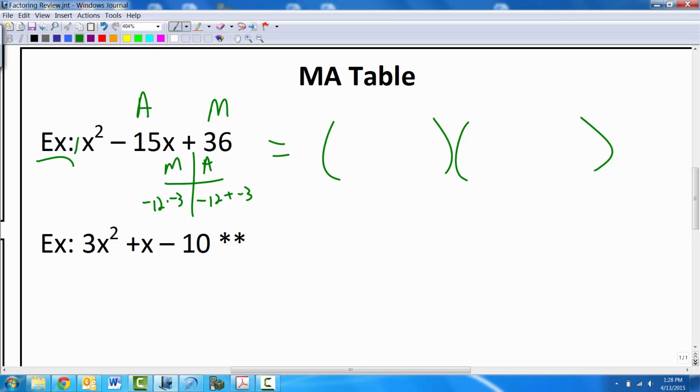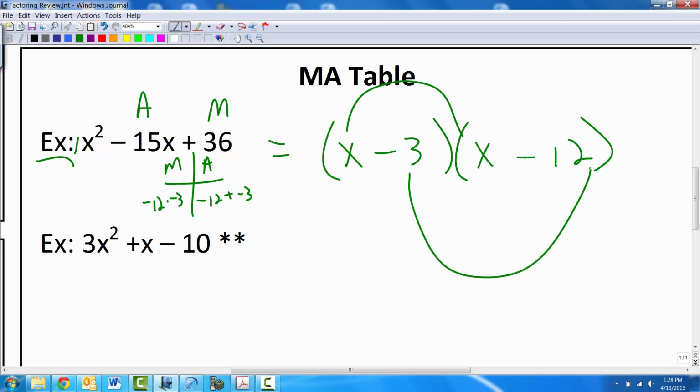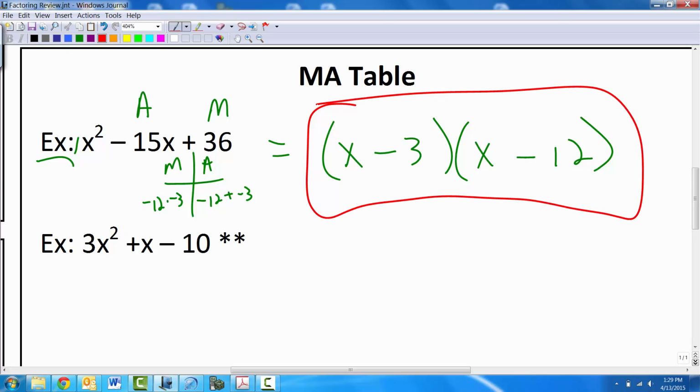What is the answer when I factor this? Come on, guys, what is it? x. I don't care which one I write first. When you find the numbers, those are the factors, and I can prove it. What's x times x, everybody? x squared. What's negative 3 times negative 12? 36. And then what's the middle term going to become? Negative 15x. Negative 12x plus negative 3x. Don't confuse yourself and actually do that. You're going in circles. This is the factored answer.